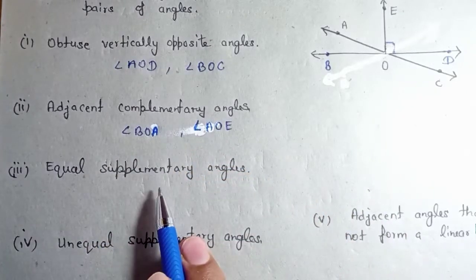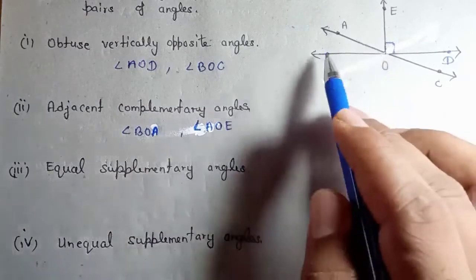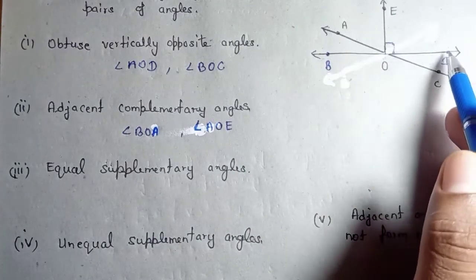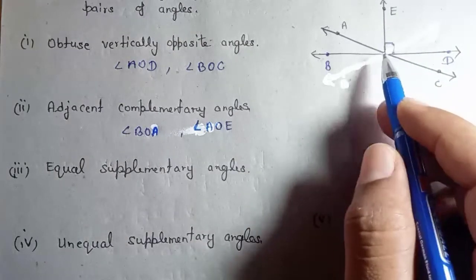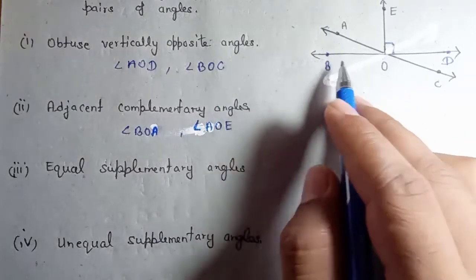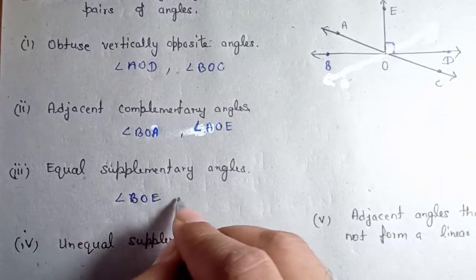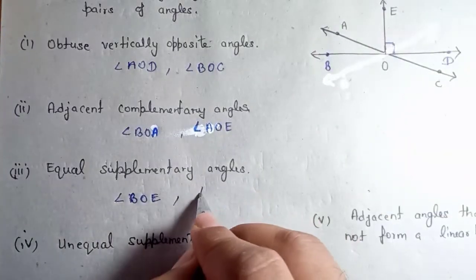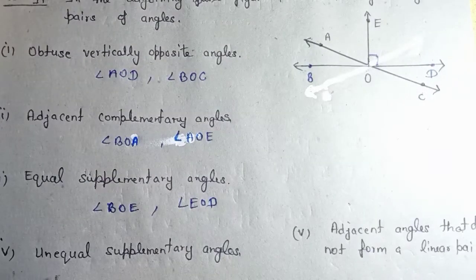Equal supplementary angle. And here you can see BOE and EOD give the sum of 180 degree. Because this one is 90 degree, therefore we can write the pair is angle BOE, comma, EOD. Then we have to find unequal supplementary angles. Angles which are supplementary but they are unequal.